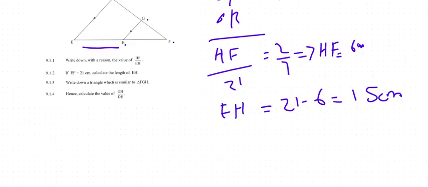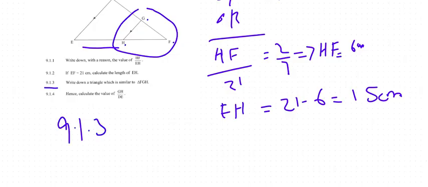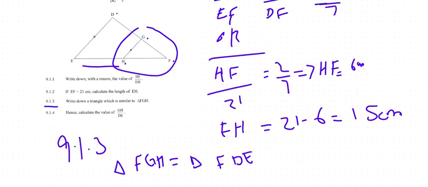As you can see, for 9.1.3, what triangle do we have? Triangle FGH is similar to triangle FDE. So let's see how that is possible. FDE, this triangle is similar to this whole triangle, okay? This is the answer of 9.1.3.